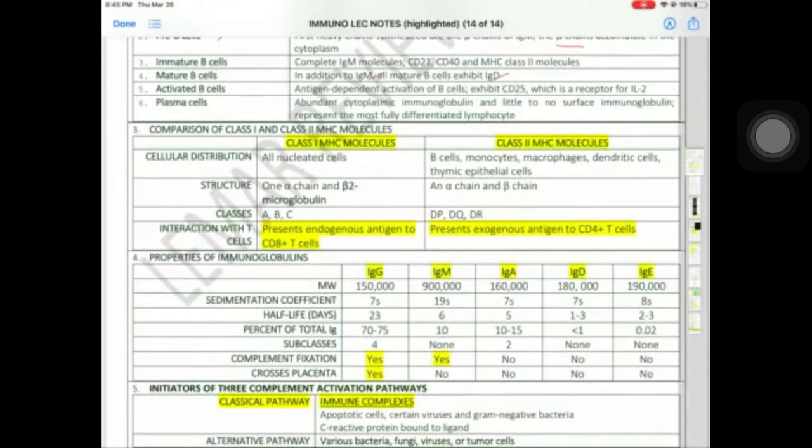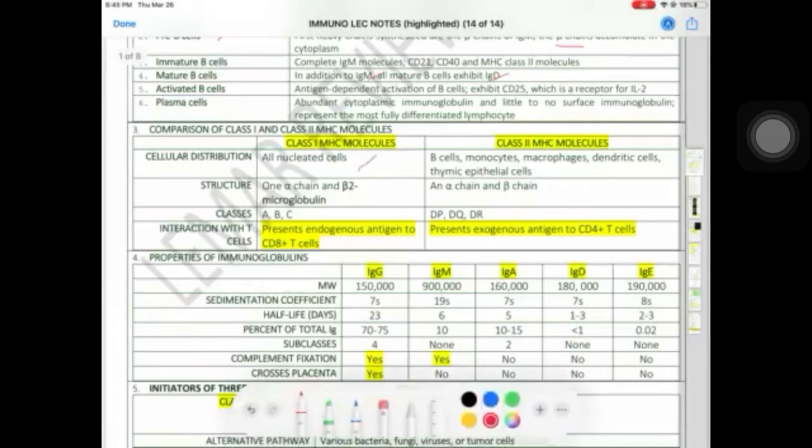Another, wag din sanang kakalimutan, sa number 3, yung comparison ng class 1 and class 2 HLA. Yung class 1 is present on all nucleated cell. What about yung class 2? B cell, at saka antigen presenting cell. Anong structure ng class 1 HLA? An alpha chain and beta-2 microglobulin. So, yung beta-2 microglobulin is an essential part of class 1 HLA. Yung class 2, an alpha chain and a beta chain.